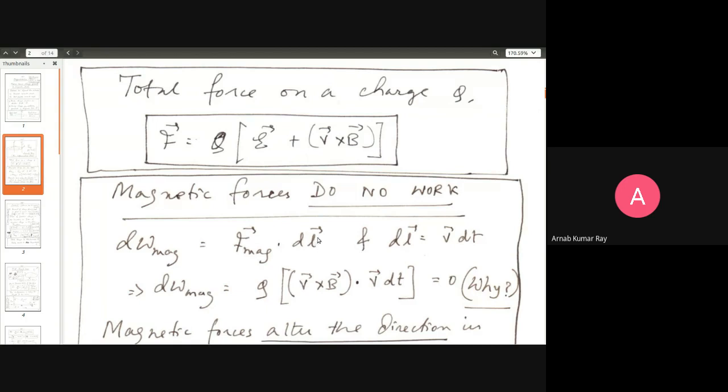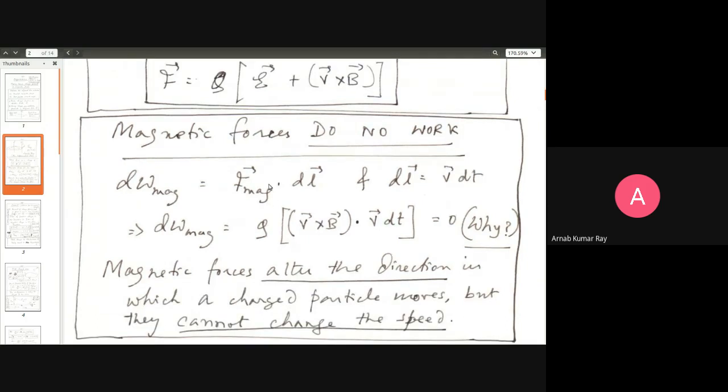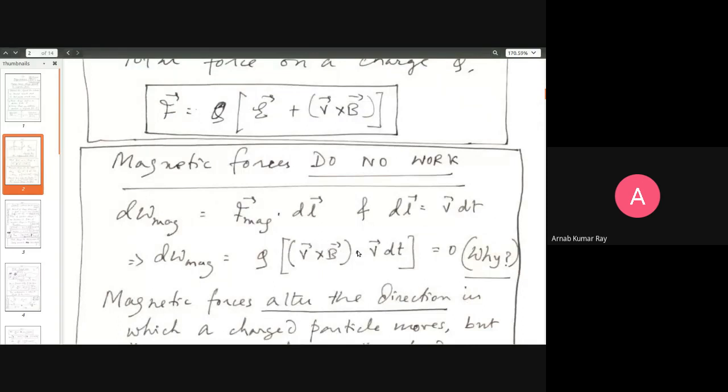Now, what is dl? dl is written as v dt. Remember, v is dl/dt, displacement per time. So dl, the displacement, is velocity into the time taken, so v dt. If your force is a magnetic force, then you write it as q(v cross B) dot v dt. Dot dl, I'm substituting with v dt. And that will be equal to 0.